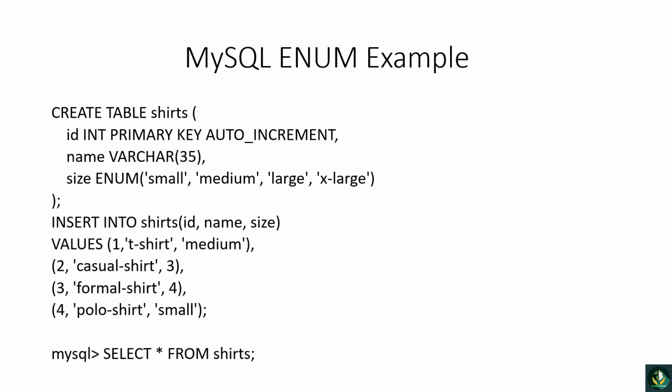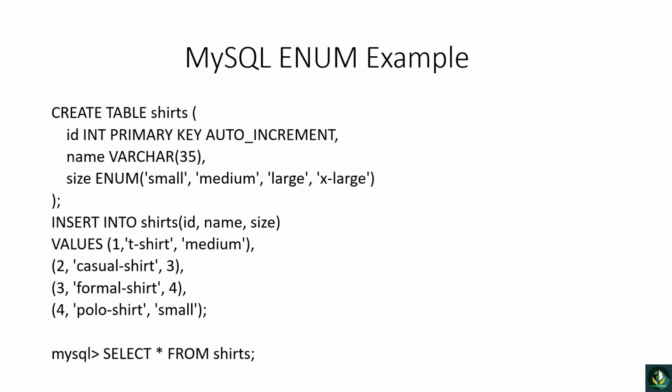So let us understand how the enum data type works in MySQL with the following illustration. Here we are going to create a table named charts. As you can see, charts contains 3 columns: ID, name, and size. The size column uses the enum data type and has small, medium, large, and X large.